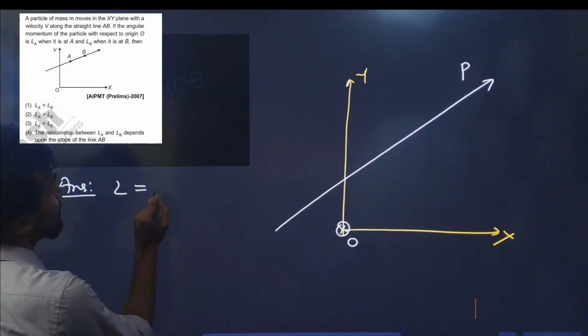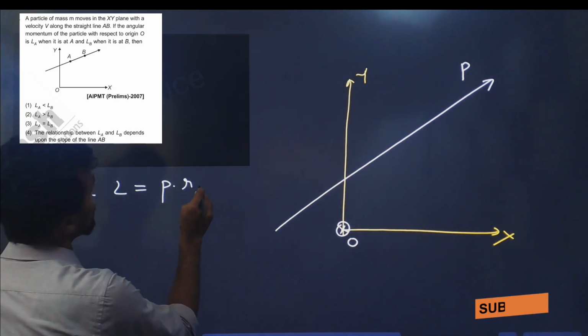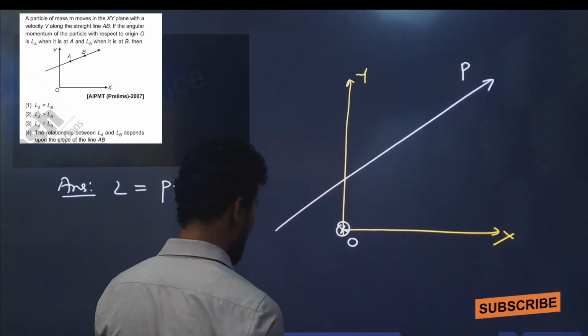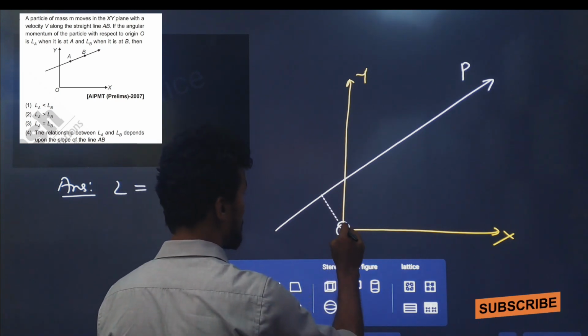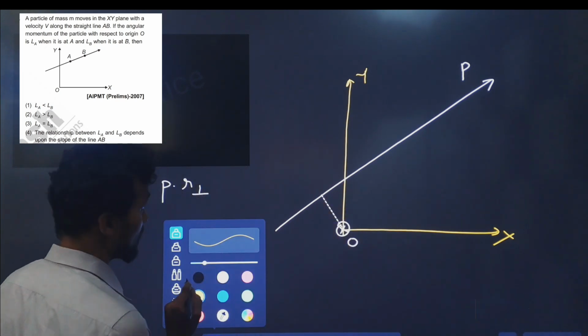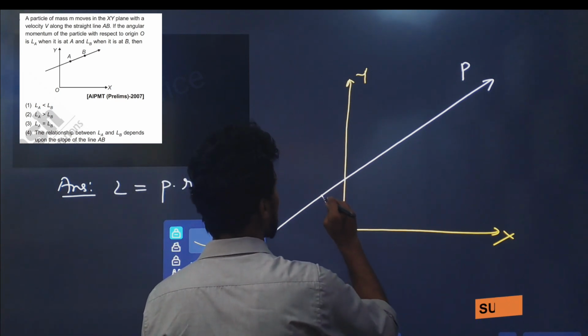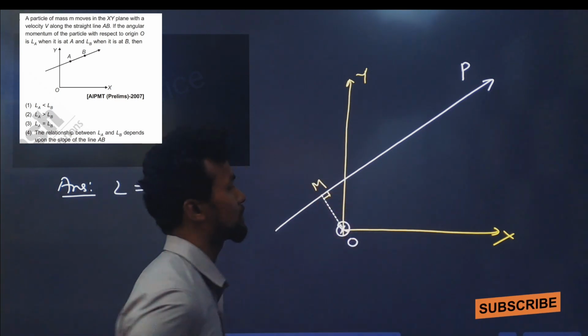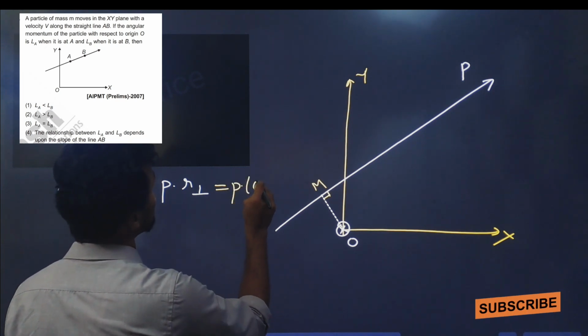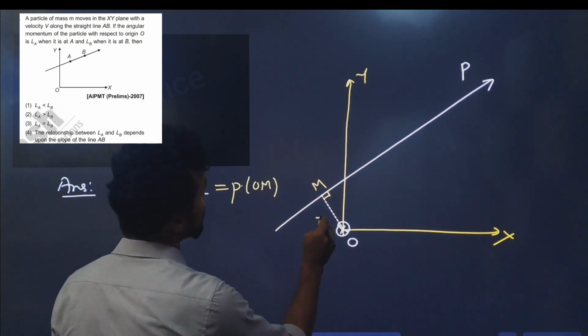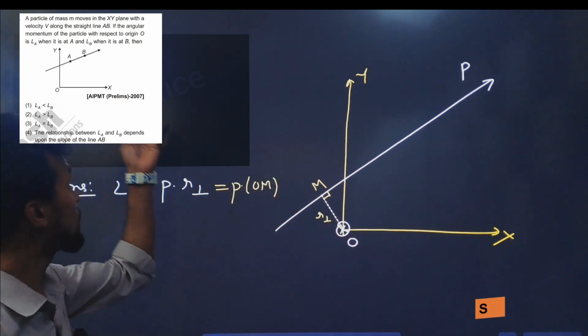We know what L is. P into R perpendicular. Okay, and here let me draw. See this one here, this is the perpendicular. Perpendicular here, O to M. So even I can write here P into OM also. What is OM? OM is R perpendicular.